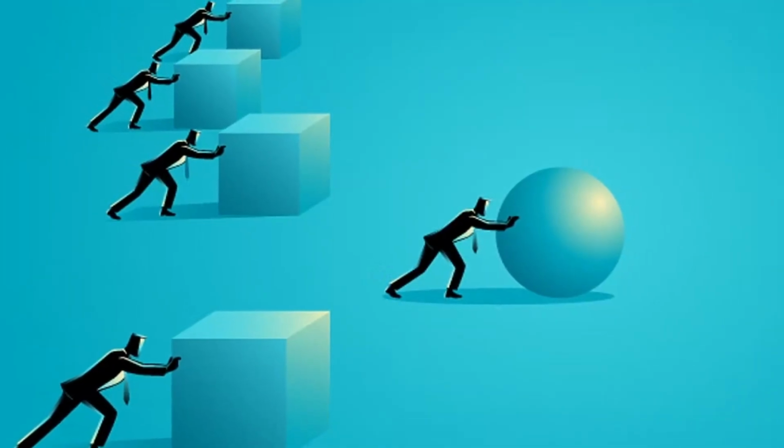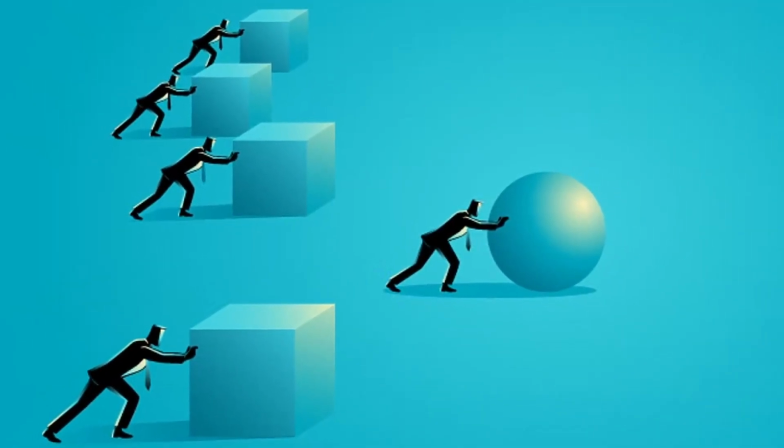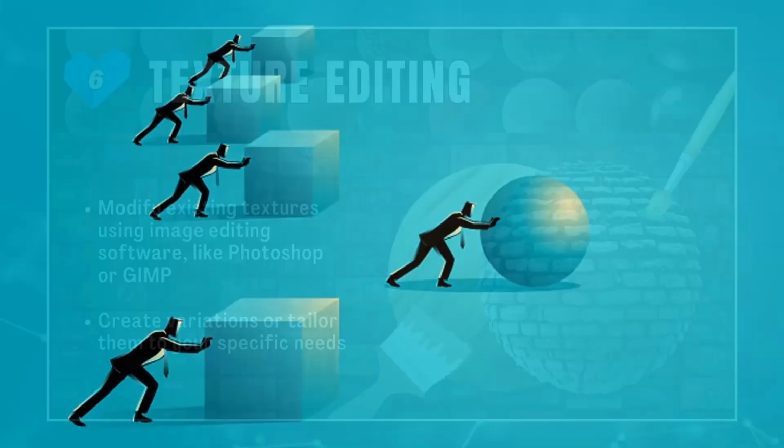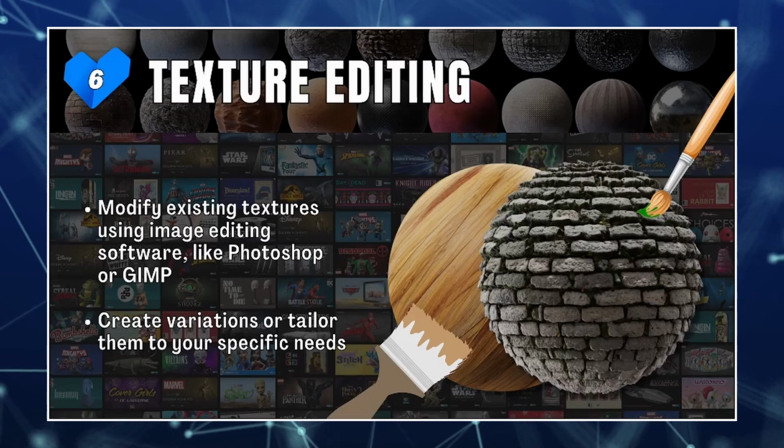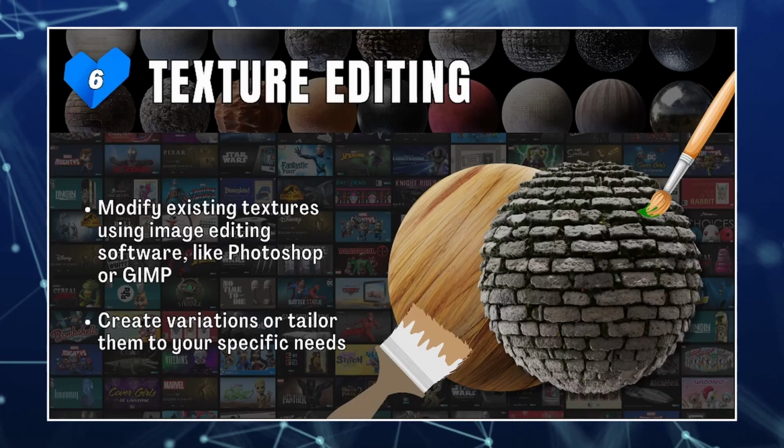So if you guys have ever heard the phrase work smarter, not harder, this would kind of be a good example of that. If you guys don't want to create something entirely from scratch, download something that's already been made and then just make a slight variation of it.